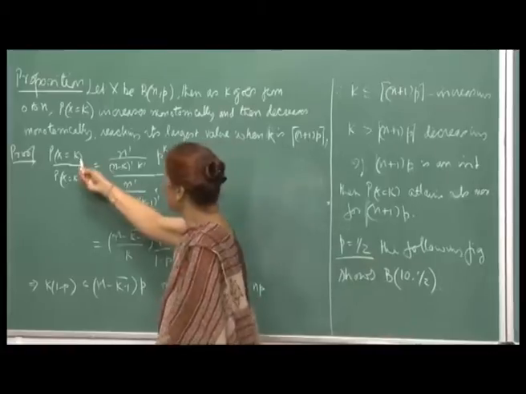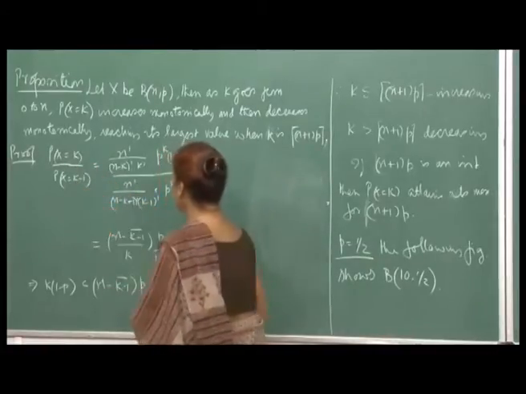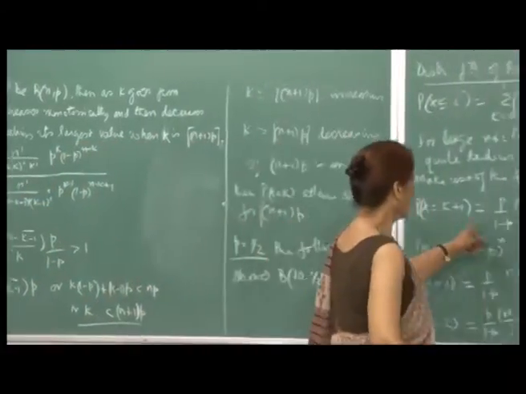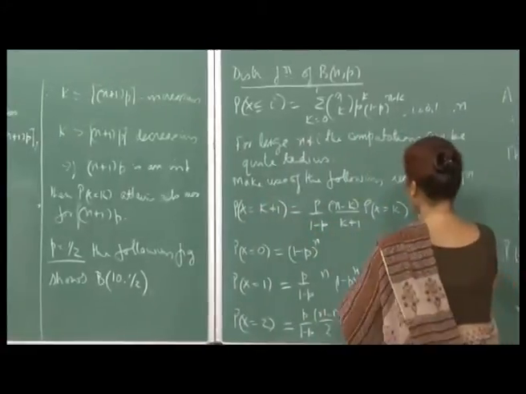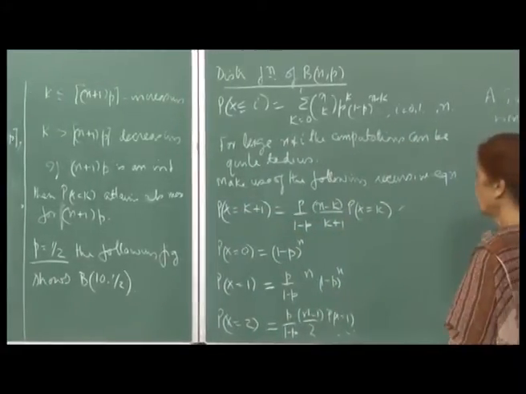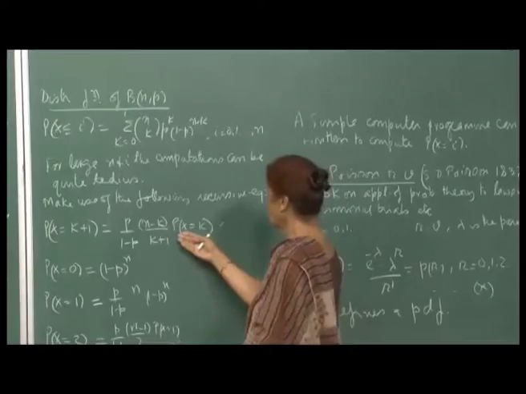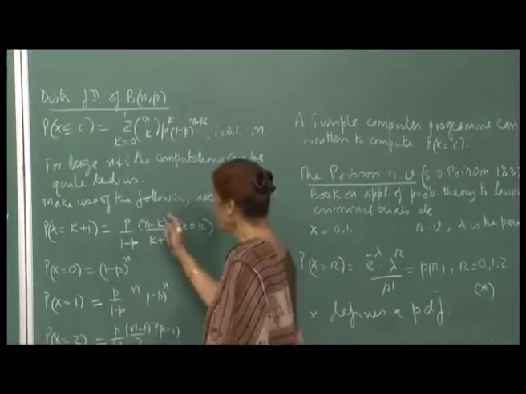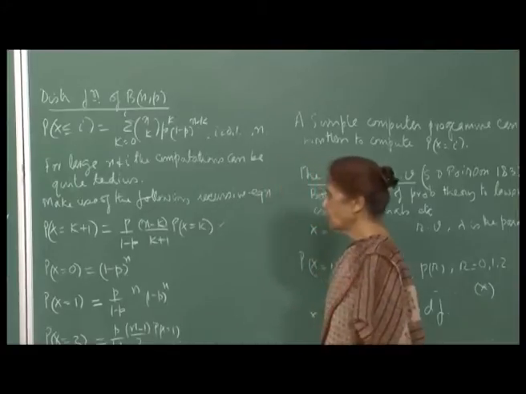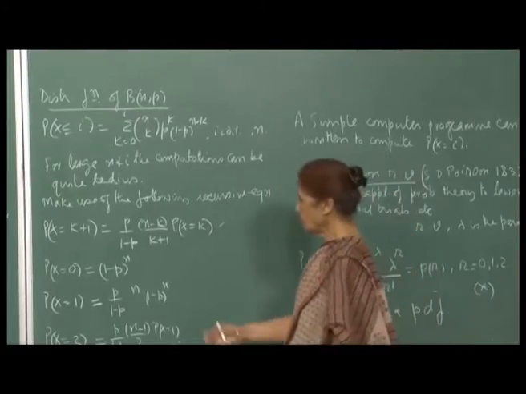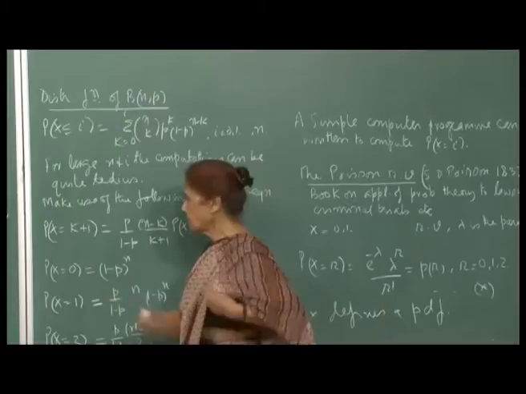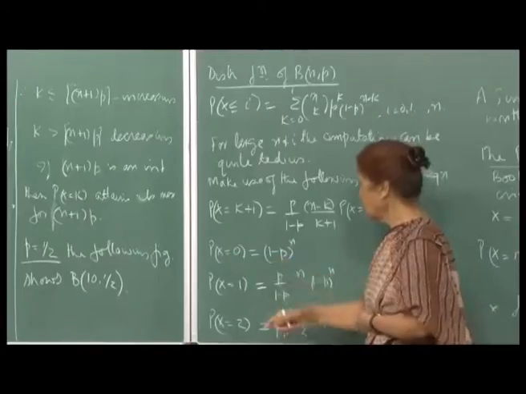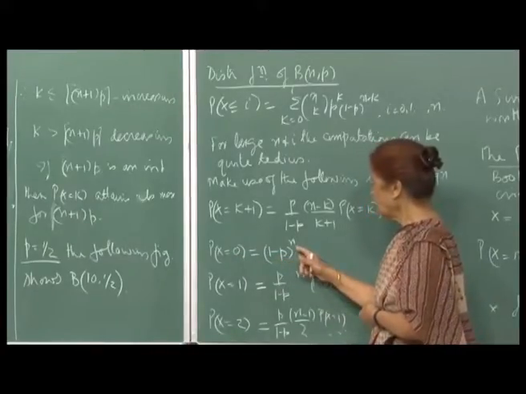So, just replace k by k plus 1, then k minus 1 becomes k. In that case, from that formula you get this recursion, which says that if you have obtained the probability X equal to k, then you can obtain the probability X equal to k plus 1 by this simple recursion formula, right. And to start off, when X takes the value 0, then this will be (1 minus p) raised to n.